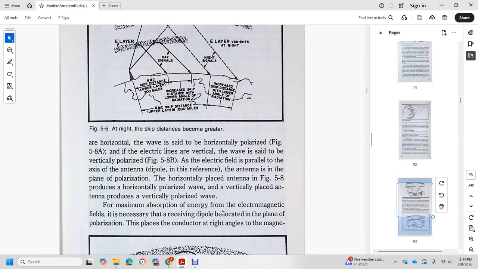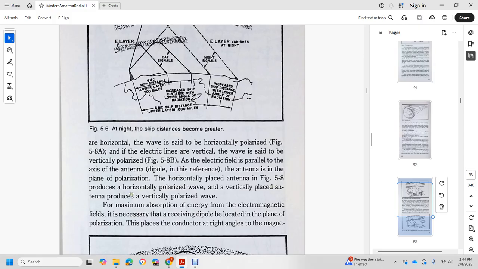A horizontal wave is said to be horizontally polarized. If the electrical lines are vertical, the wave is said to be vertically polarized. The electrical field is parallel with the axis of the antenna dipole, which is the reference for the antenna plane and polarization. The horizontal antenna in figure 5A produces a horizontally polarized wave.